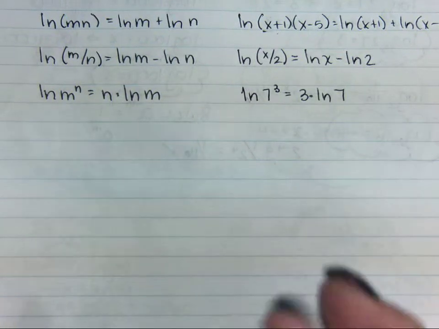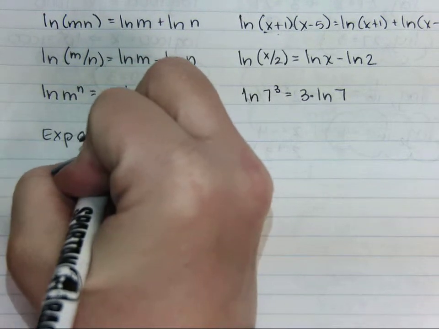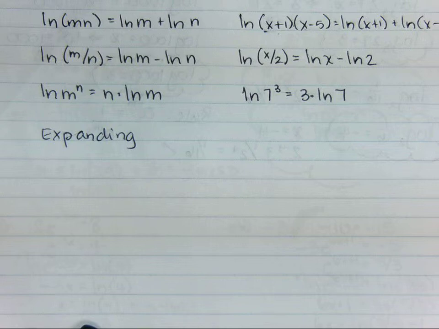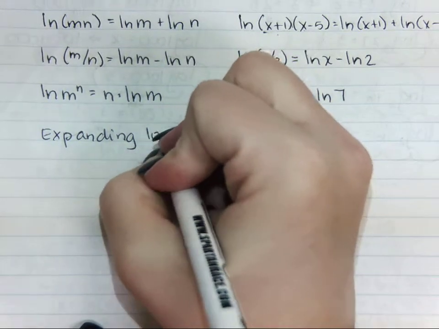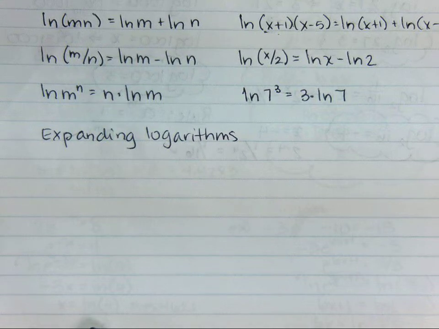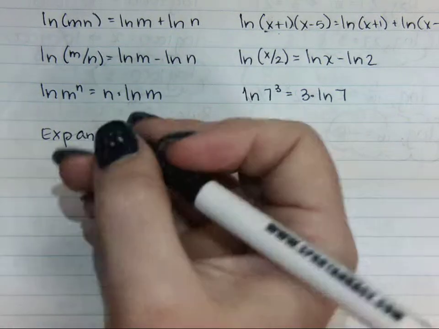So let's work on expanding. Right. And so that's kind of your key to know what we're going to be doing. So we're going to be expanding logarithms. And we're going to be using the rules above that we've previously discussed. So your rules for logarithms when you expand, some of them are going to be a little odd.